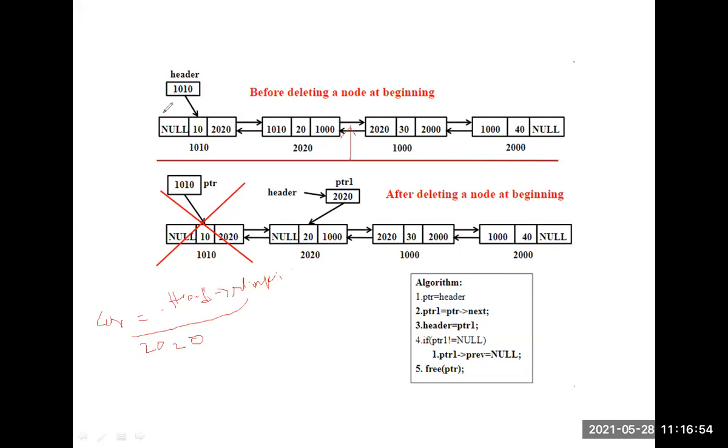So current equal to head of right link. If you delete this, this is the first node, which means the left of this node contains null. This node's name is current. So what we have to do is current of left link equal to null. Okay, right link is already there. So now you can delete, free the node current.